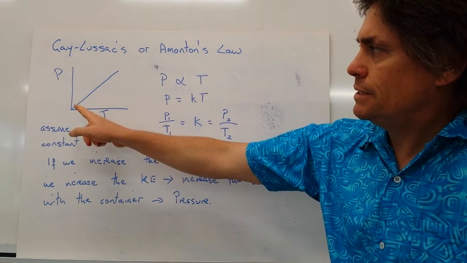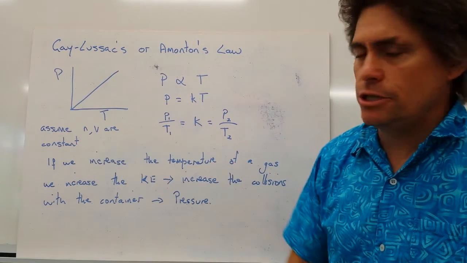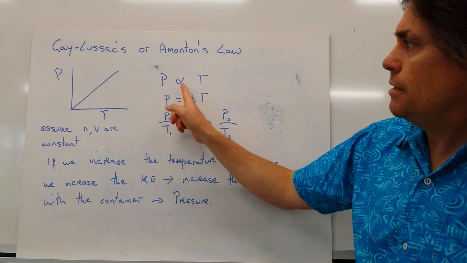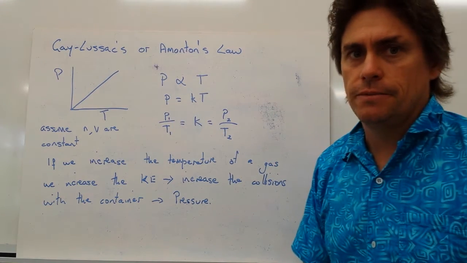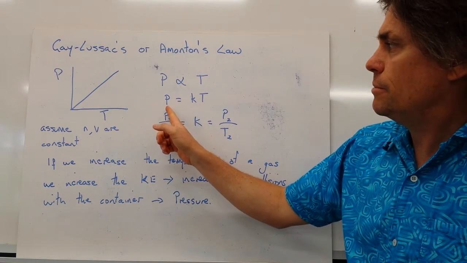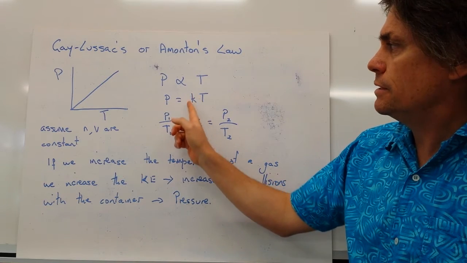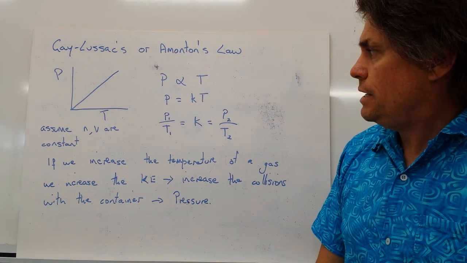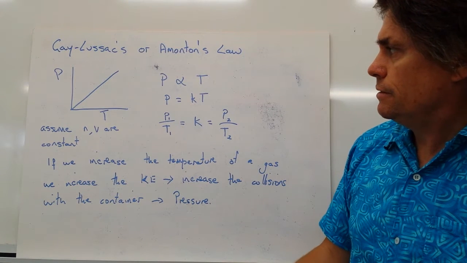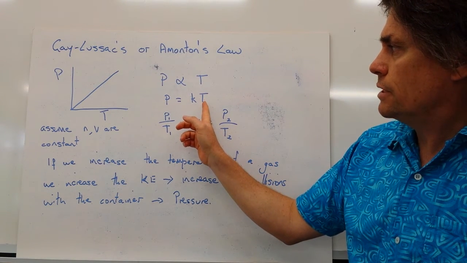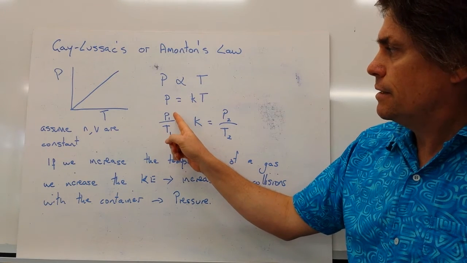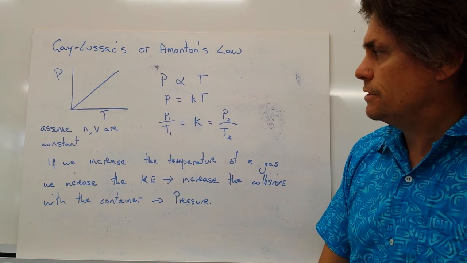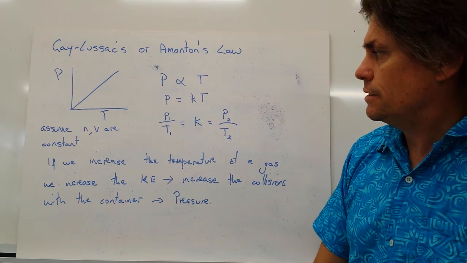So from this graph we see that as the pressure increases, the temperature also increases. This means that we have pressure being proportional to temperature. And we can turn this into an equation, P equals some constant times the temperature. Now if we adapt this equation, we can divide both sides by T so that we get pressure divided by temperature, and we set up an initial set of conditions that is equal to our constant.